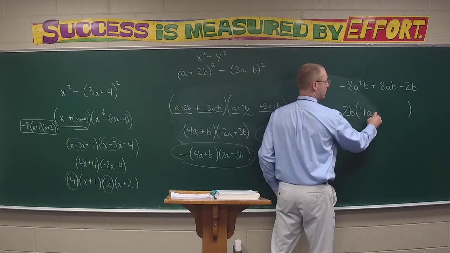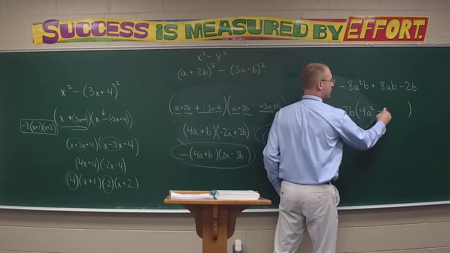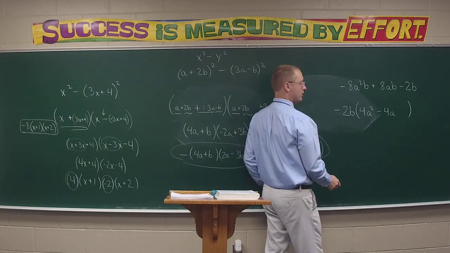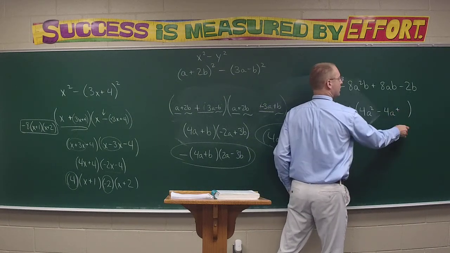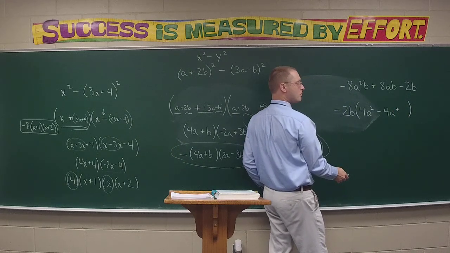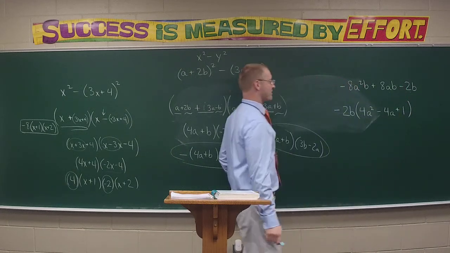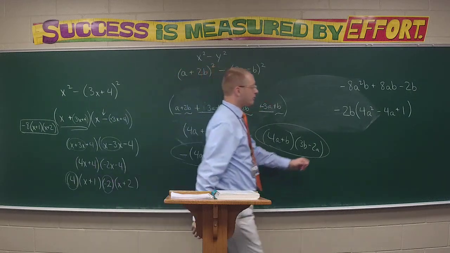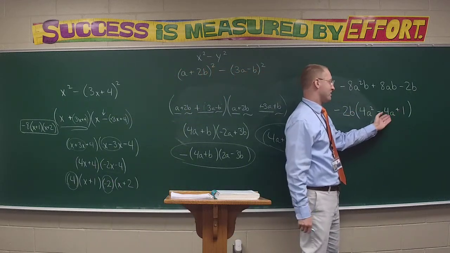4a squared negative 4a, and then positive 3. No, positive 1. Positive 1, because everything cancels when we divide it there. Questions on this? And now, perfect square, positive even.